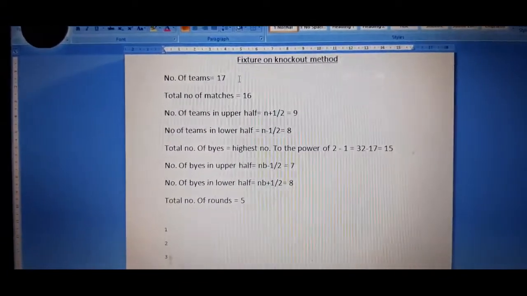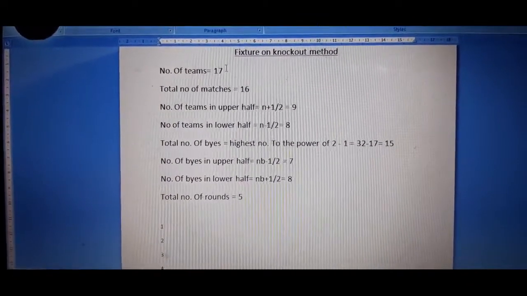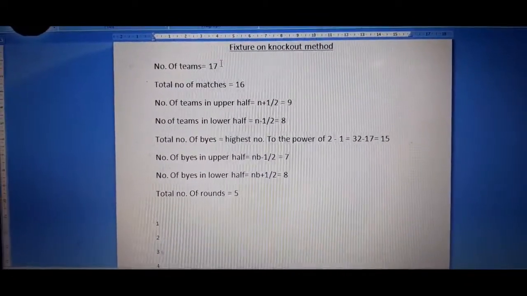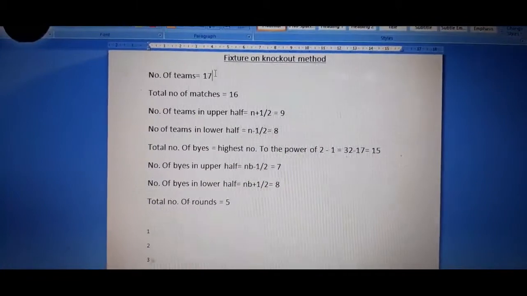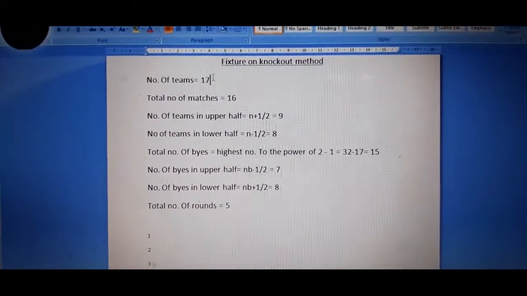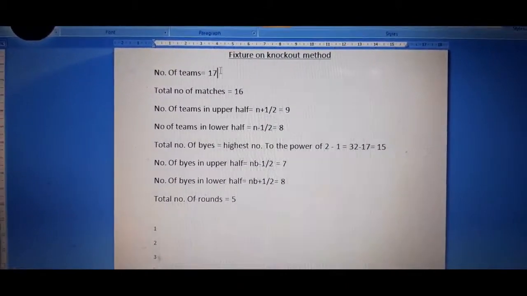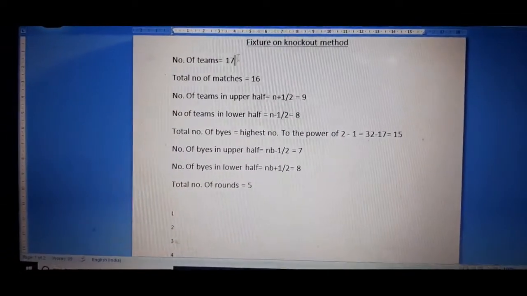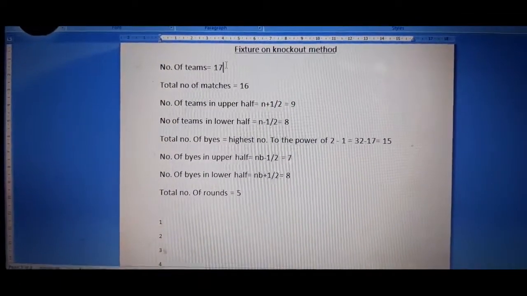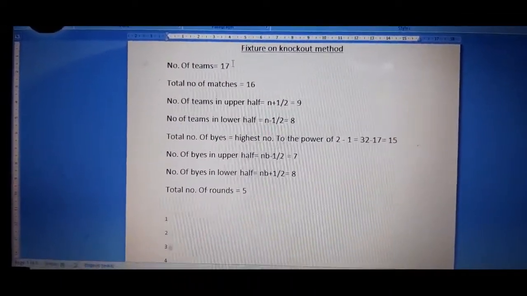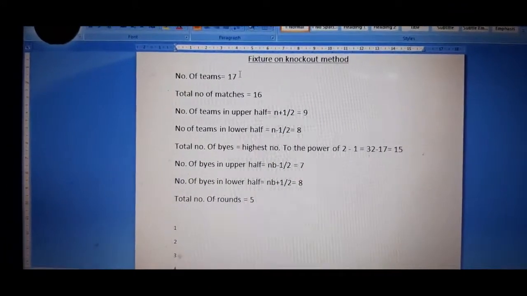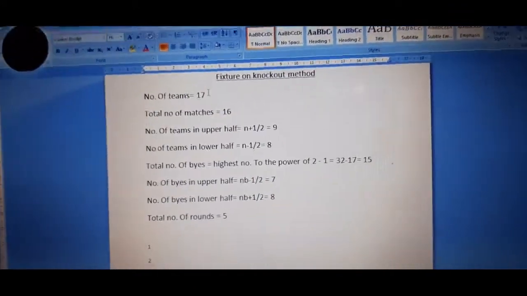As you can see over here, the number of teams that I have taken is 17. We can take 15, 19. Try and always take a number that is odd. Even is very simple to make, and every year what comes in the question paper is always an odd number.